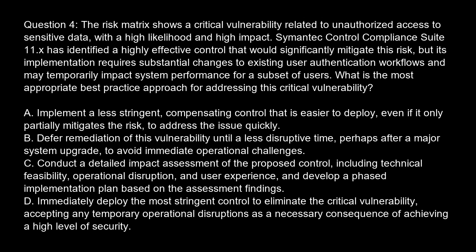Option C. Conduct a detailed impact assessment of the proposed control, including technical feasibility, operational disruption, and user experience, and develop a phased implementation plan based on the assessment findings. Option D. Immediately deploy the most stringent control to eliminate the critical vulnerability, accepting any temporary operational disruptions as a necessary consequence of achieving a high level of security.